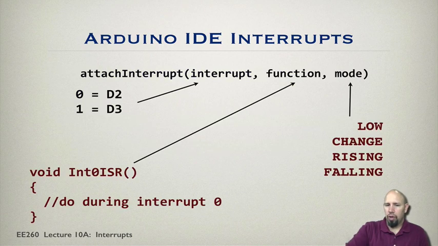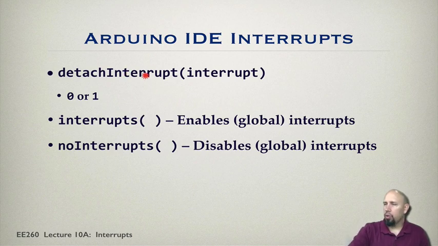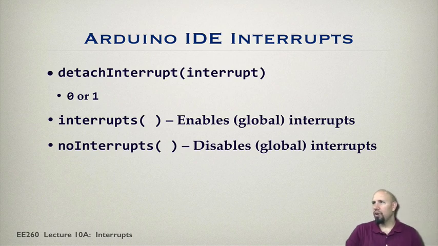So in this command, we have what's called attach interrupt. So we're going to attach an interrupt to that port, which is that pin, which is actually D2 or D3. It's also possible to detach an interrupt. And again, you would detach either 0 or 1. So we can attach an interrupt, or we can detach the interrupt. Detaching the interrupt means that it's no longer functioning.